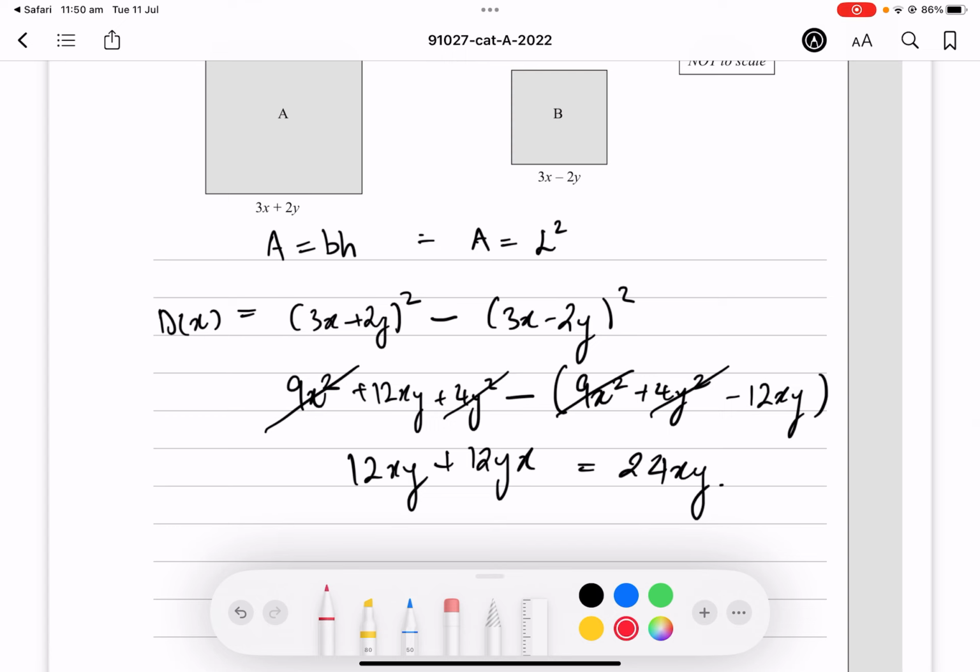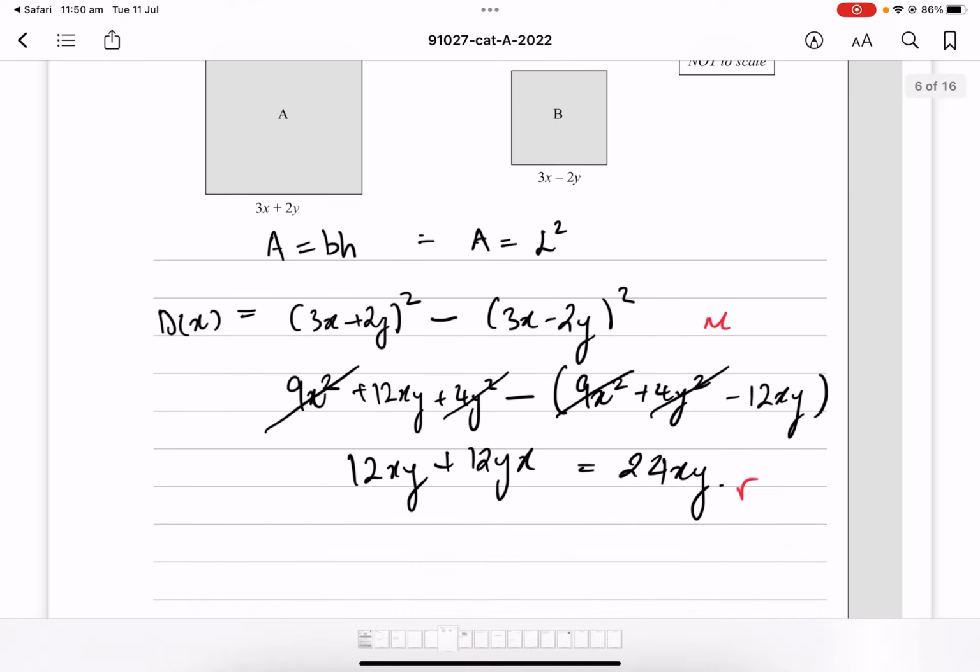And that is, again, another merit level question. And you can get an achieved by forming a correct expression for the required value of the area difference. So if you can form a d of x equation here, that is an achieved grade.